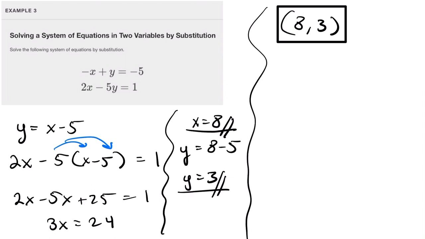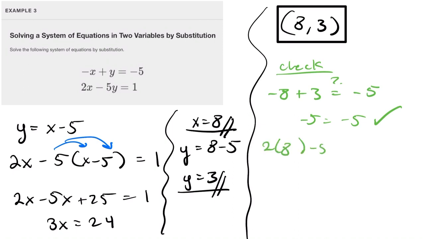Okay, and let's just do a quick check. Is it the case that negative 8 plus 3 equals negative 5? Negative 5 equals negative 5. So that one checks out. And then 2 times 8 minus 5 times 3, does that equal 1? That's 16 minus 15. Does that equal 1? 1 equals 1, right? So we can be confident that the solution to the system is the ordered pair 8, 3.